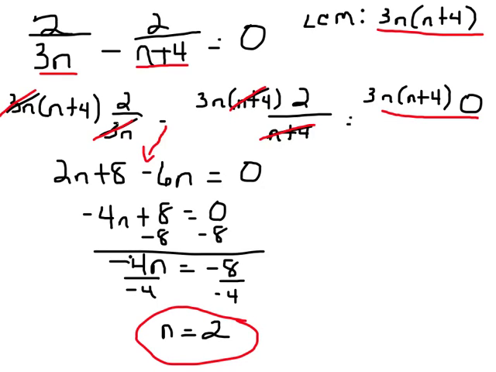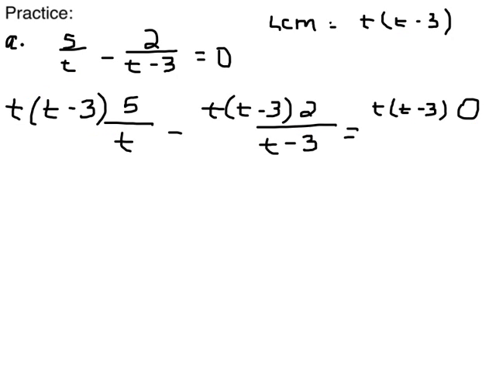Alright, let's do our practice problems. So in this one, I've already gotten for you your LCM, which is t times t minus 3, because we had to represent both of these. So we multiply every single term, every single original term, by our least common multiple.